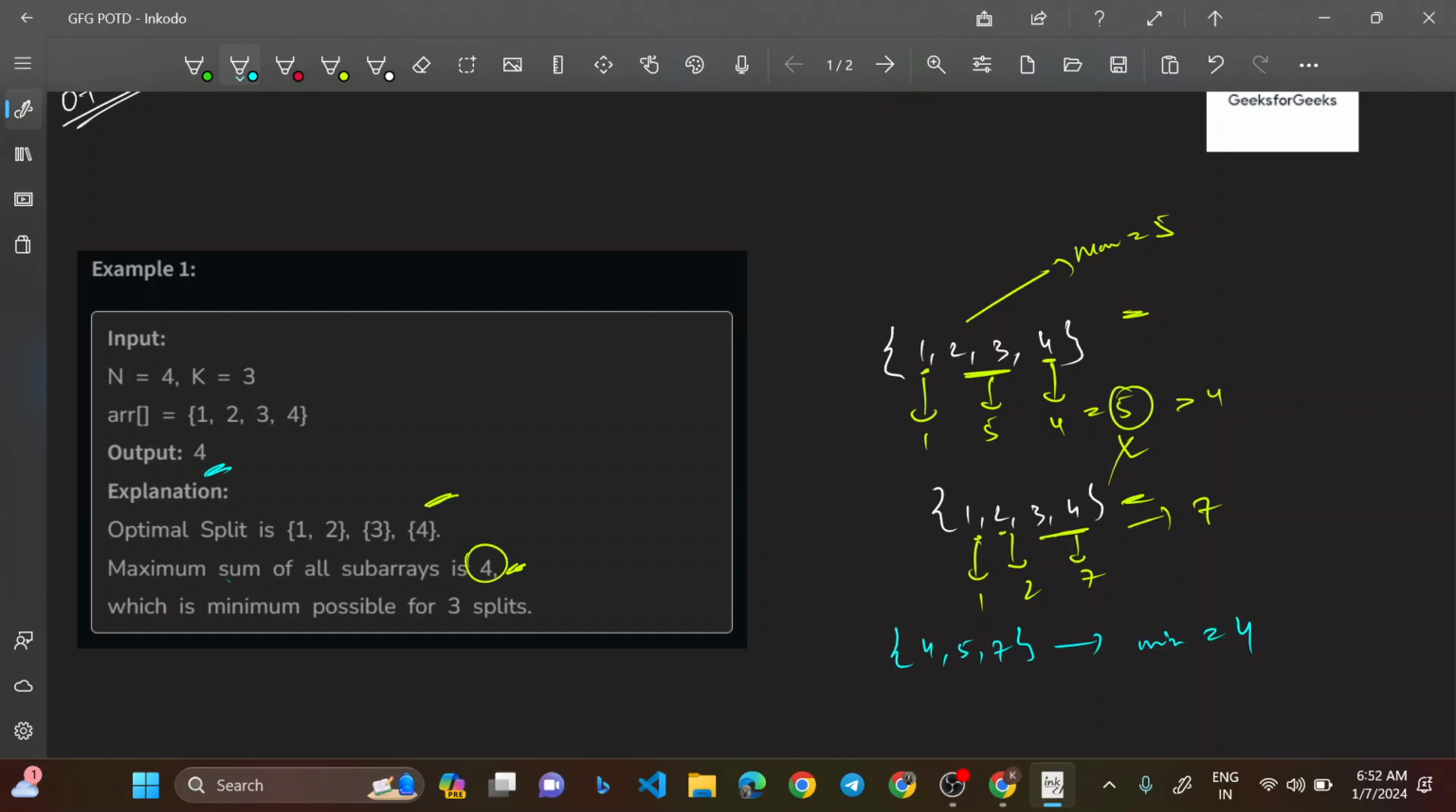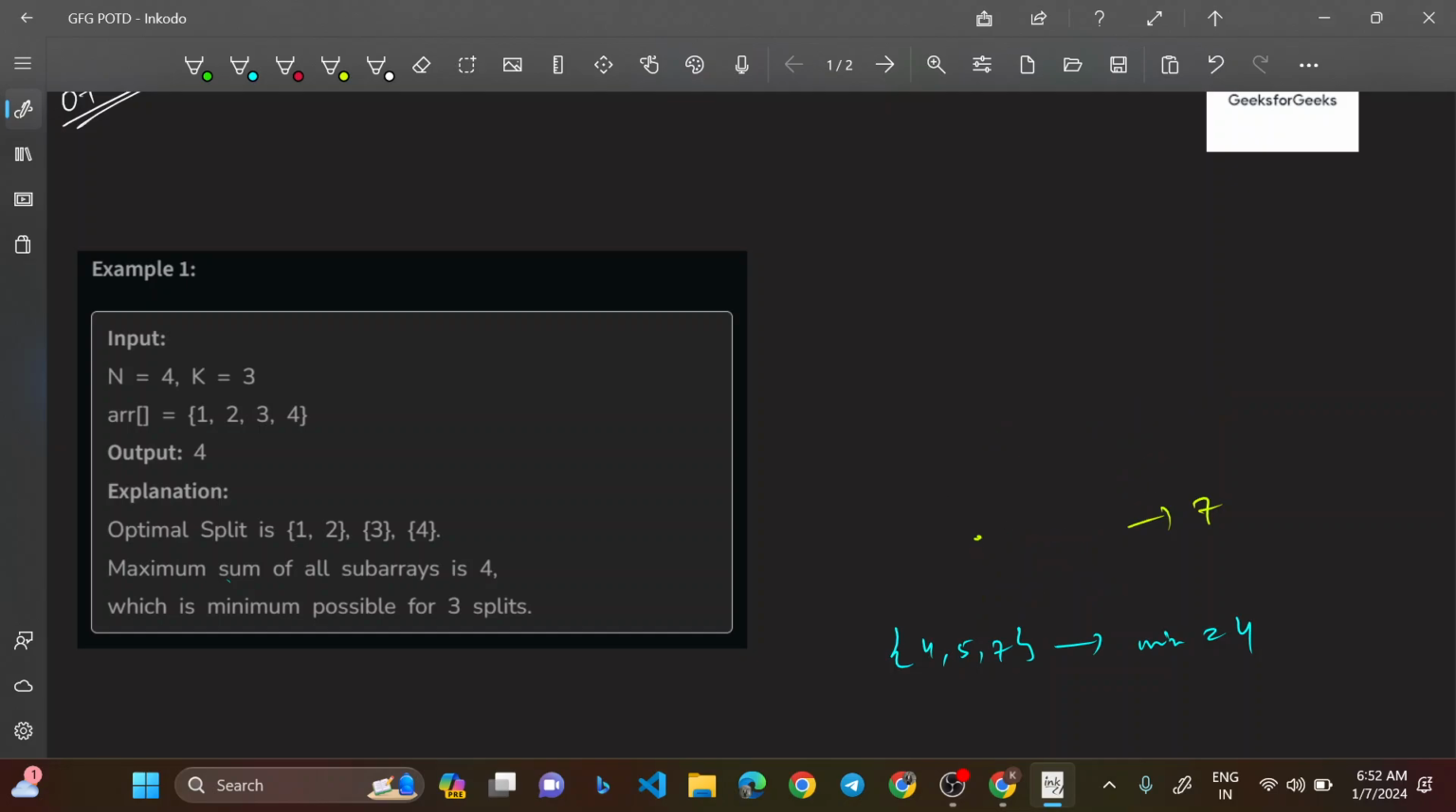I hope you have understood, right? This is the task that has been given to you. I hope you have understood the question properly, and now let us frame the approach. What is the naive or brute force approach that you can come up with? The easiest approach, or the first approach that comes into your mind.